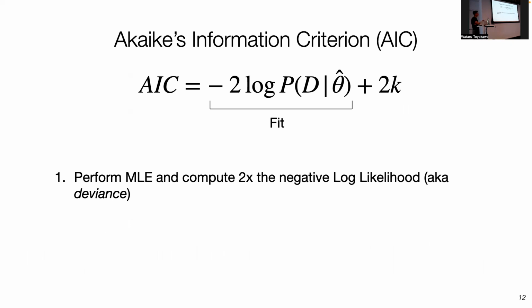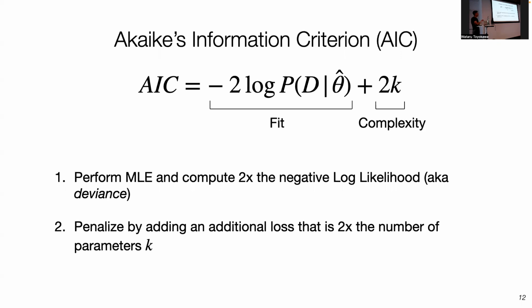So we already saw this term. This is just the negative log likelihood times 2, which is also known as the deviance. And this is capturing how well we can fit the model to the data. We perform a maximum likelihood estimate to figure out what the best set of parameters are, and then under that set of parameters, how well does it describe the data? We calculate the log loss and times 2. So this is very simple. We already talked about this before.